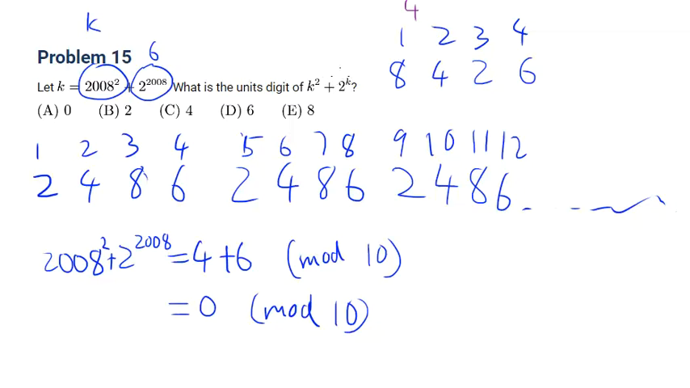Okay, but now k squared would also have a unit digit of 0. But 2 to the k's power. Now, how do you make that work? We have to know k mod 4, not mod 10. So we have to do this whole thing again.